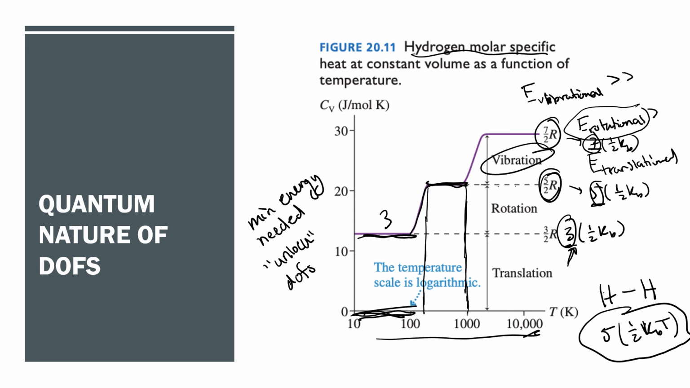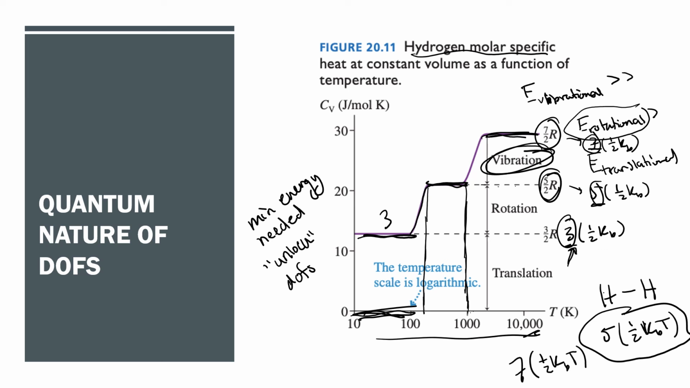But then once we increase our temperature even more, in the range of 1,000 to basically 10,000 Kelvin, which is super, super hot, right? We unlock our vibrational degrees of freedom. So our kinetic energy formula changes a little bit. It's not 5 times 1/2 kBT anymore. It's 7 times 1/2 kBT, right? Because we basically unlocked these vibrational degrees of freedom, and that's why we have our curve increasing even further.